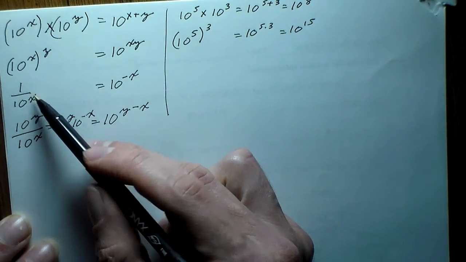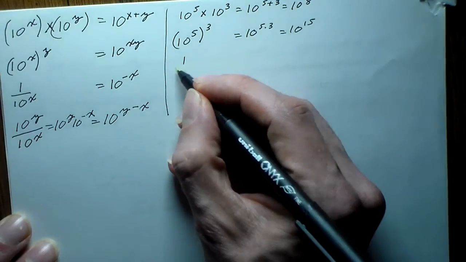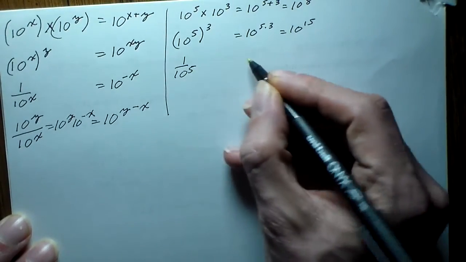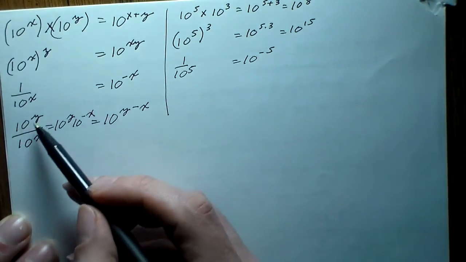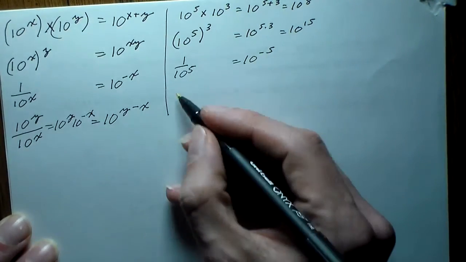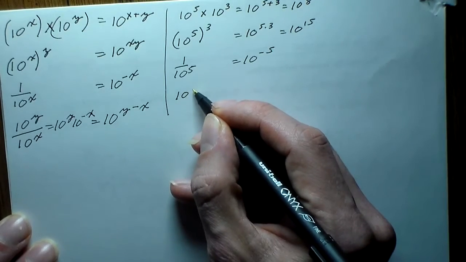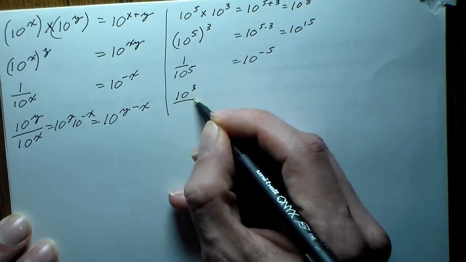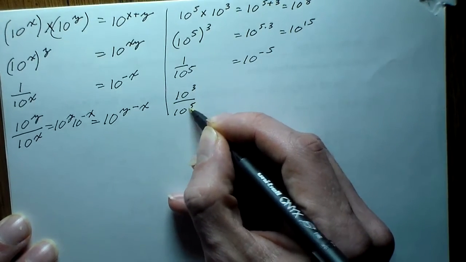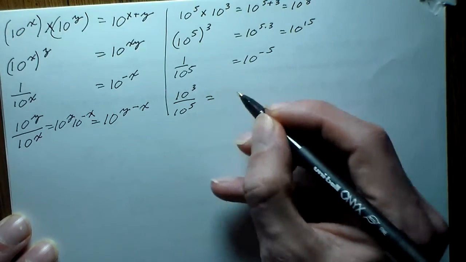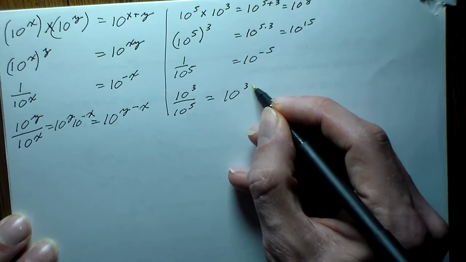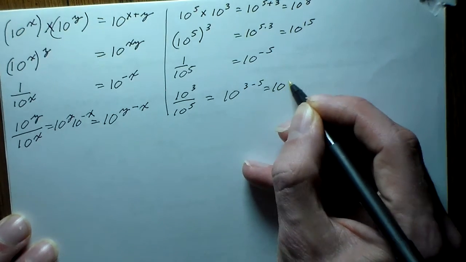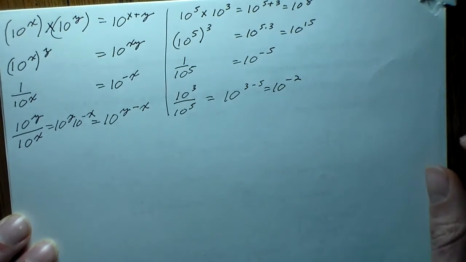Over here, if I have 1 over 10 to the 5th, that's just going to equal 10 to the minus 5. And then, just keeping with our theme, if I have here 10 to the 3rd over 10 to the 5th, this is going to be equal to 10 to the 3 minus 5, or 10 to the minus 2.